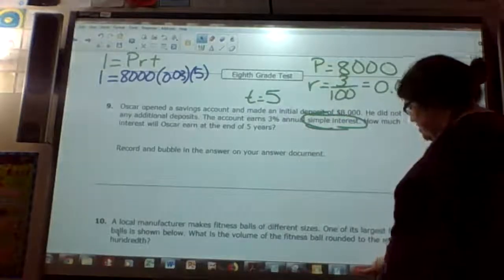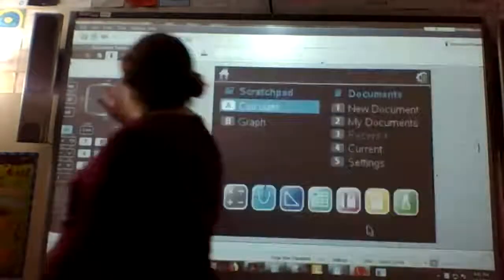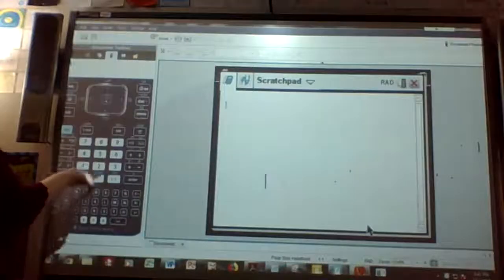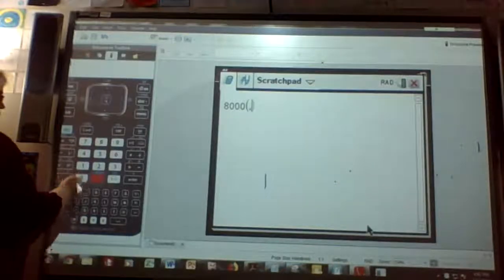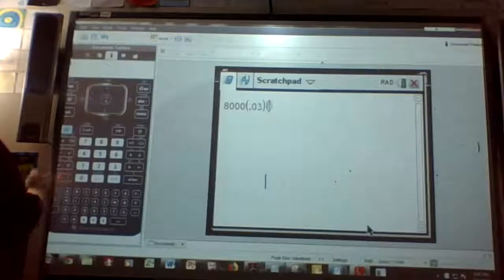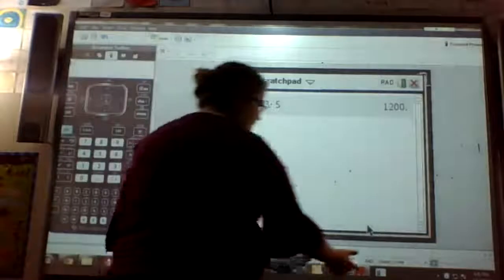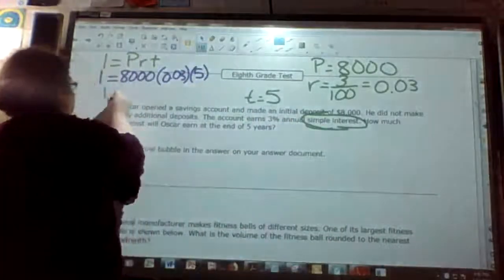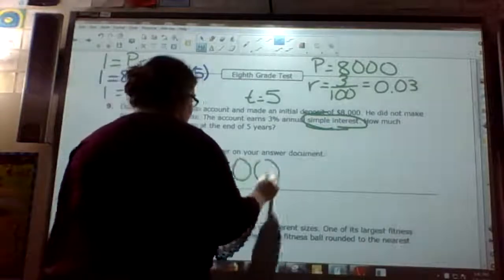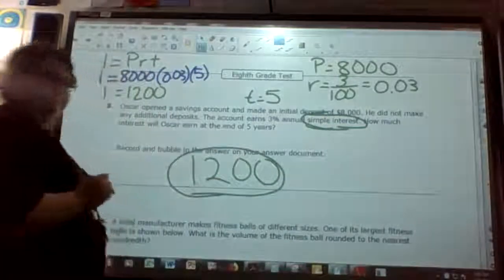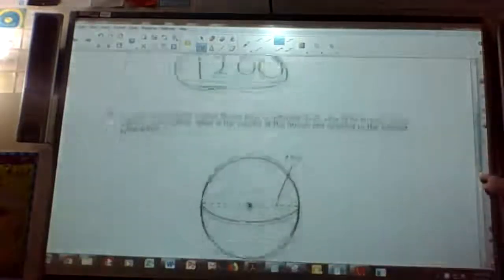Well, with that being said, I'm now going to type that in my calculator. 8,000 times 0.03 times 5. And I get $1,200. That is how much interest earned. So the answer is $1,200. And now we're on the last problem. Number 10.